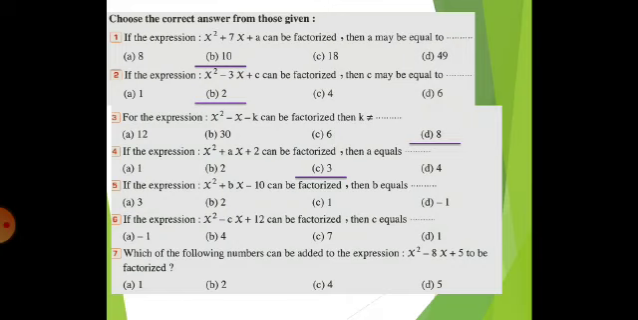Last one, number 5. Factorize. 10, only 1 times 10 equals 10, so b can be 9. 5 times 2 equals 10, so b can be 3, positive or negative 3.